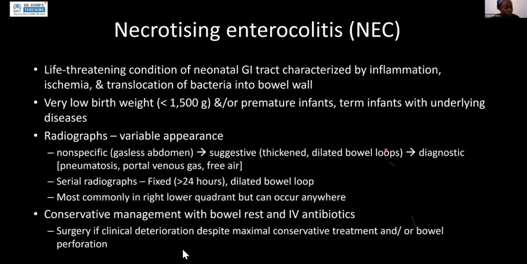If the child does not improve despite all the conservative treatment, or if they develop any signs of obstruction or perforation, then they'll tend to go for surgery. But you try and avoid surgery in these children because surgery comes with its own complications, and they've got the potential for generating adhesions and so on down the line, which will lead to bowel obstruction.